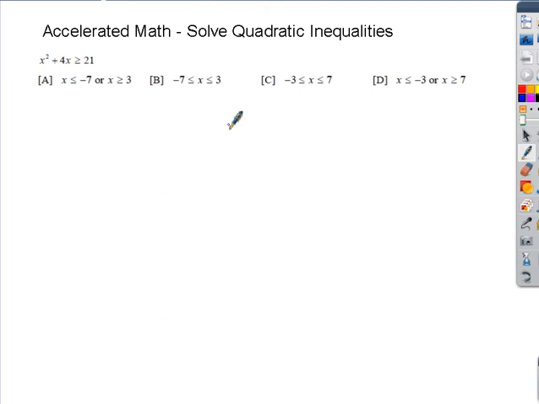Okay, welcome to Accelerated Math. Solve quadratic inequalities. Okay, I want to give you a little bit of an overview of what we're doing here so maybe you can understand this a little bit better than just some procedures.